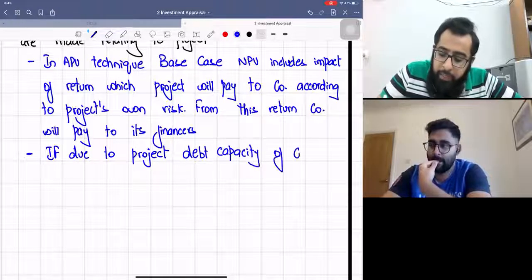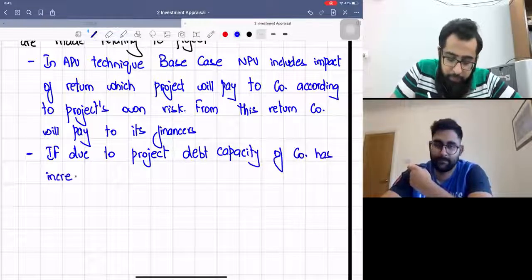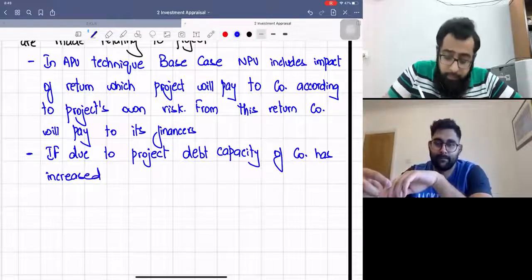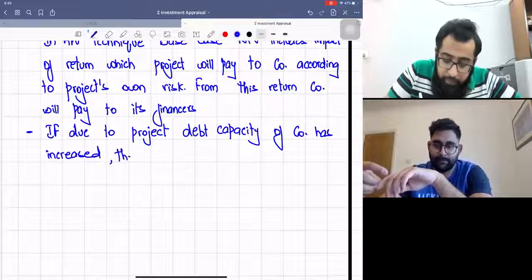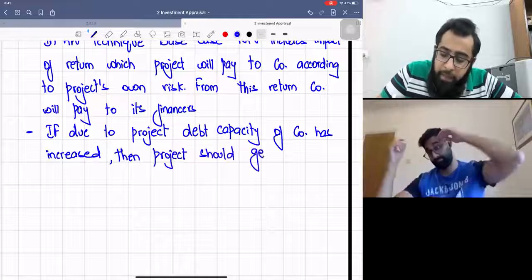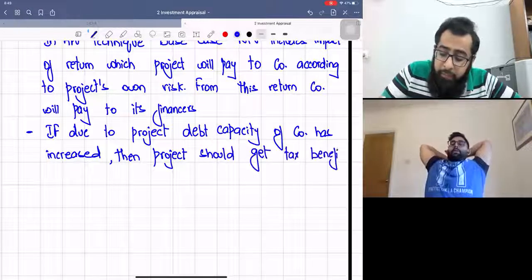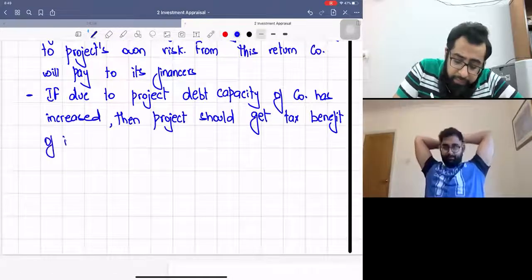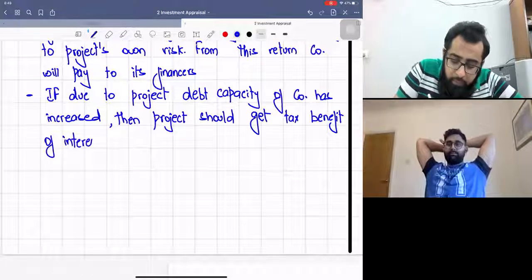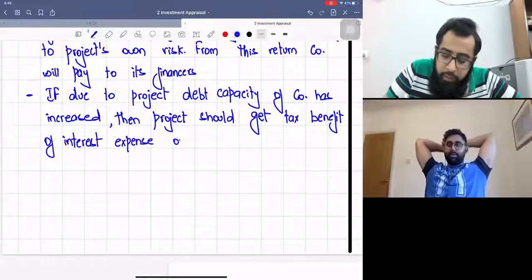If due to the project, the debt capacity of the company has increased, then the project should get the tax benefit of interest expense on that debt capacity. Okay. So the project gets this. This was number 4, though, number 3.